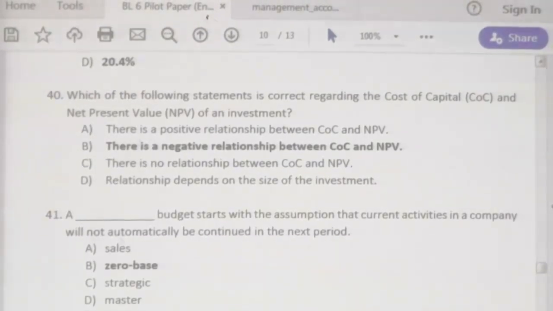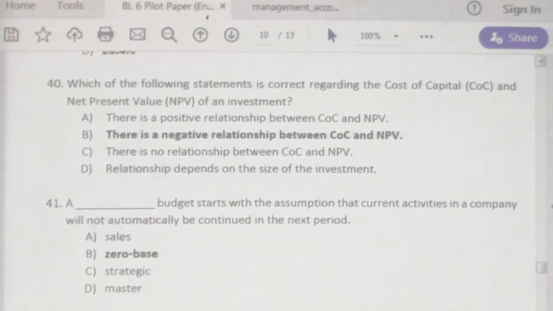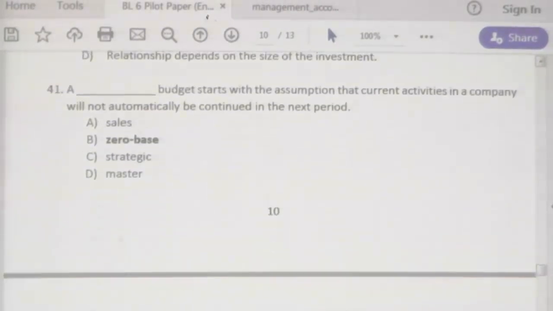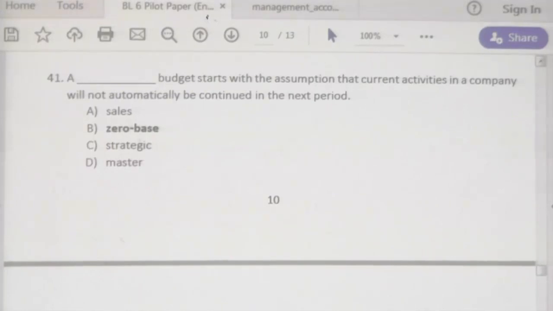Okay, moving with question number 41. There is a blank. Budget starts with the assumption that current activities in a company will not automatically be continued in the next period. It's a very nice question. There are different methods of budgeting, right? One method is zero based budget. The answer is zero based budget also.